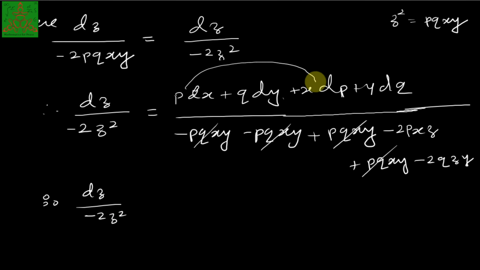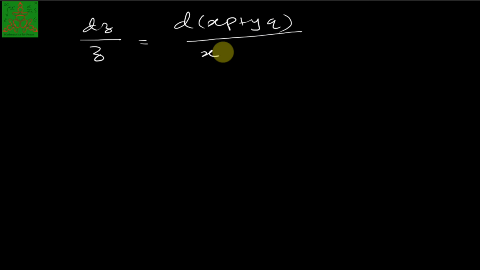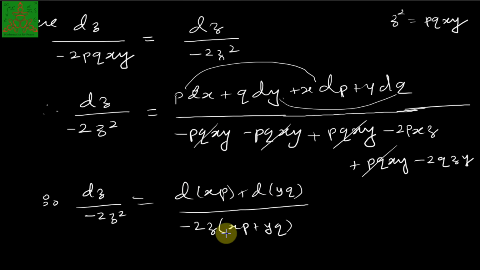If you combine these two terms, p dx plus x dp, then you have d of xp, and combining these two terms, y dq plus q dy, gives d of yq. You will observe that 2z is common in these terms, so it is minus 2z times the bracket xp plus yq. The minus cancels out, and 2z also cancels out, so finally this gives dz upon z equal to d of xp plus yq upon xp plus yq, because the numerator we can write in this form.